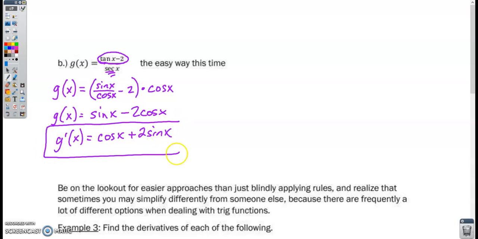We end up with a derivative of g prime of x equals cosine of x plus 2 sine of x, which is vastly different from the answer that we found in part B the first time. If you remember, that was a whole lot more complicated. It was secant squared of x minus tangent squared of x plus 2 tangent of x all over secant of x. Yikes. The question now is, are these the same?